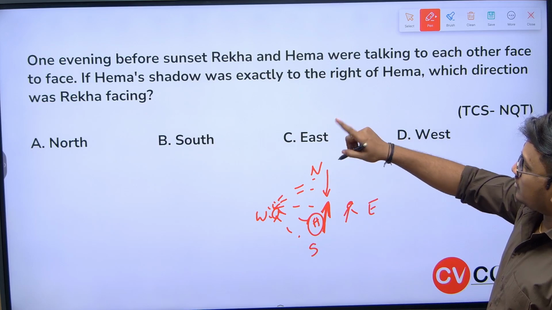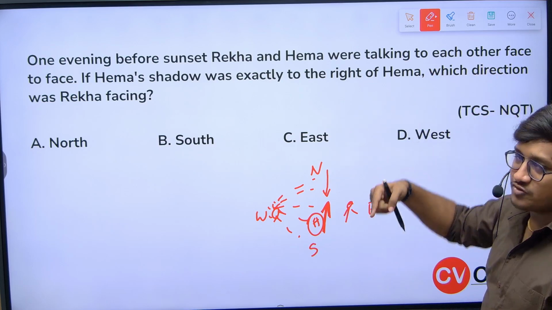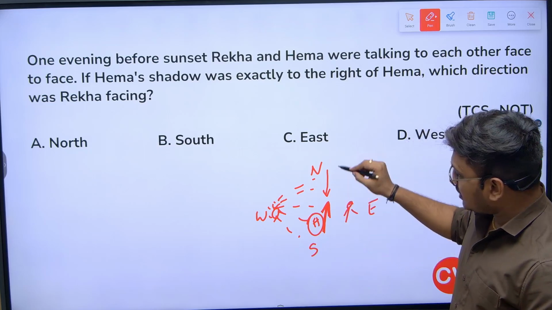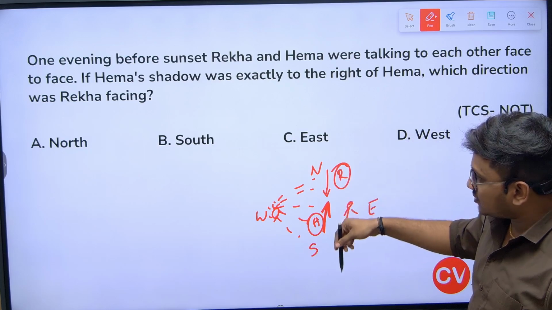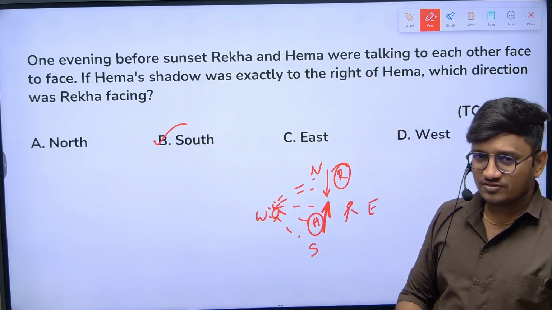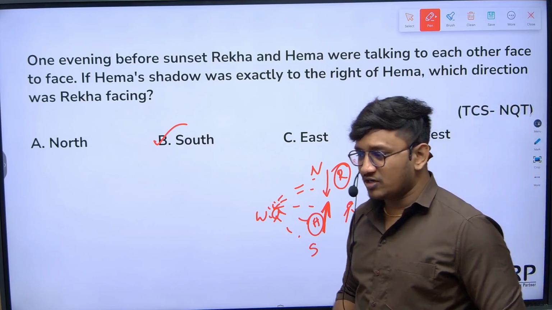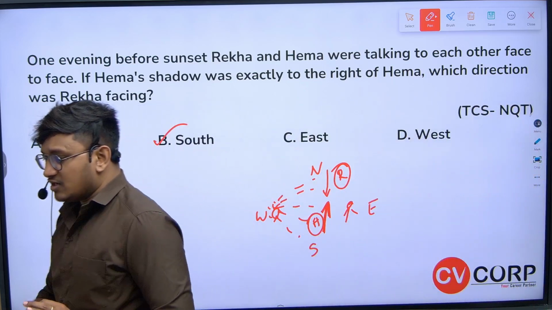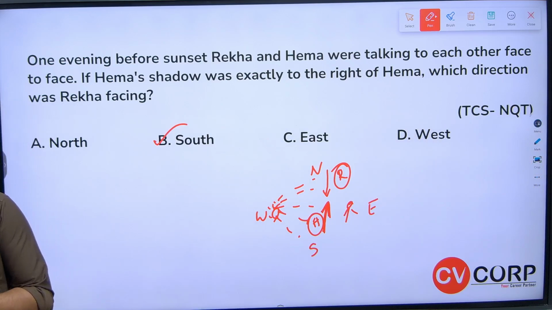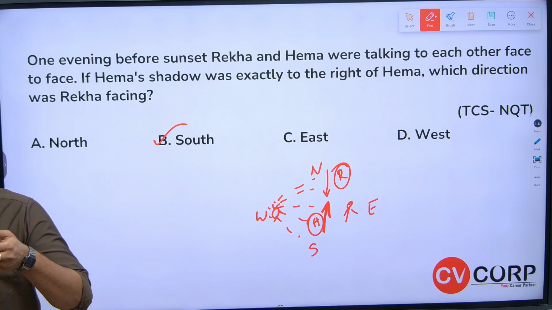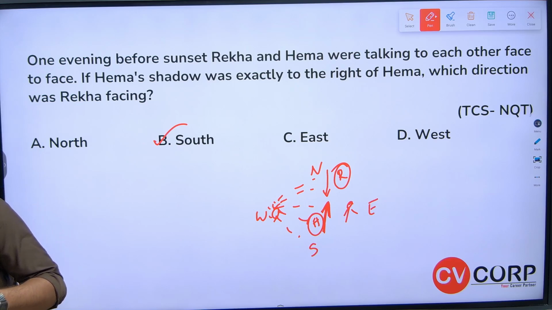So here, if you observe, Rekha and Hema were talking to each other face to face. When Hema is facing towards north, Rekha is facing towards south, so downward direction. So I can say that the answer is south. Shadow problems are very easy to understand. The only thing you should have is an idea about which direction the rays are falling from and which direction the shadow is getting faced.